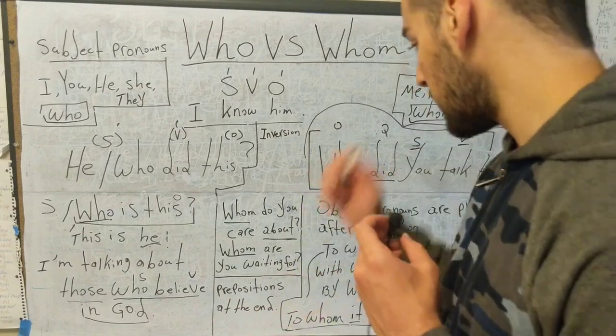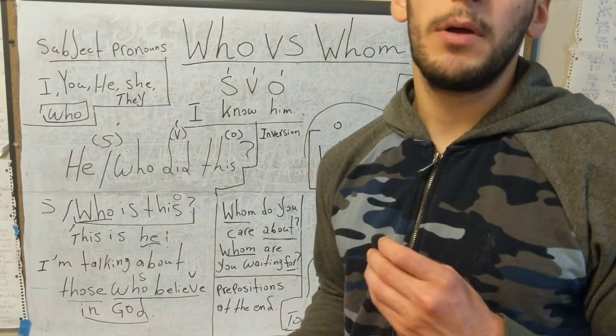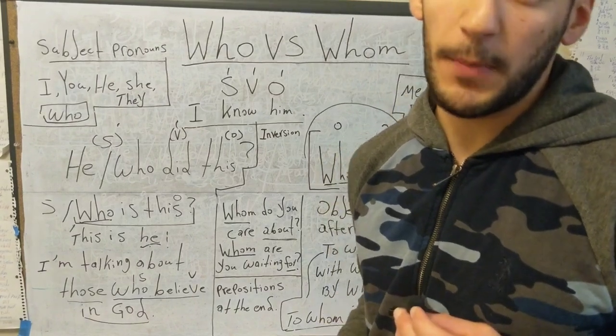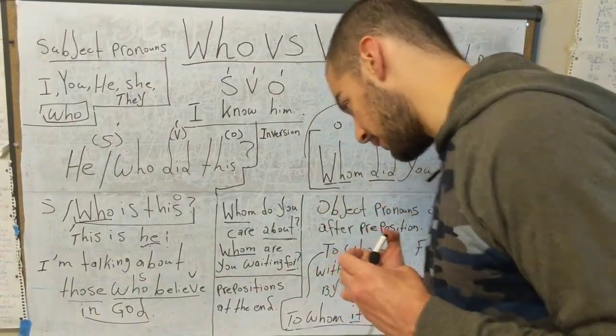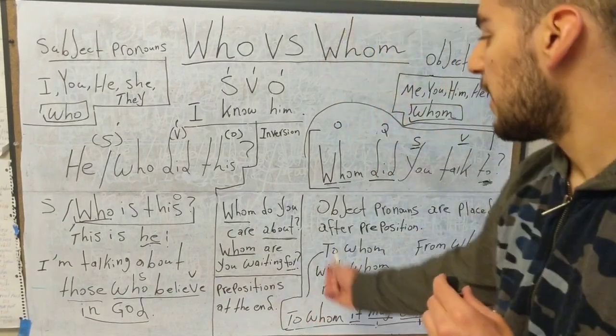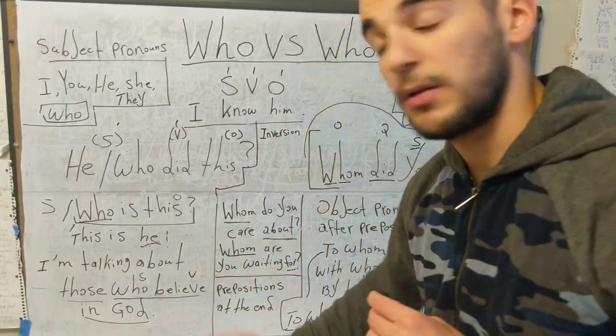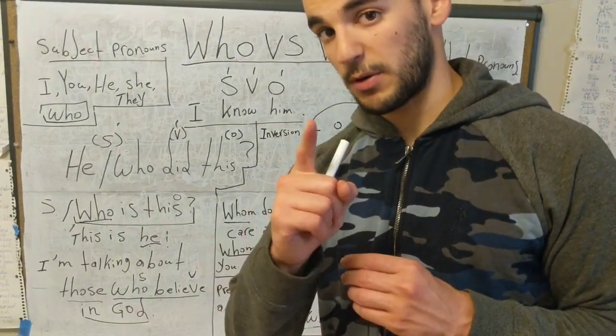Next one is, whom are you with? I am waiting for him. So him is the appropriate response. So when you have a preposition here at the end, it is whom, not who. So preposition at the end, make sure you keep an eye out for those prepositions.